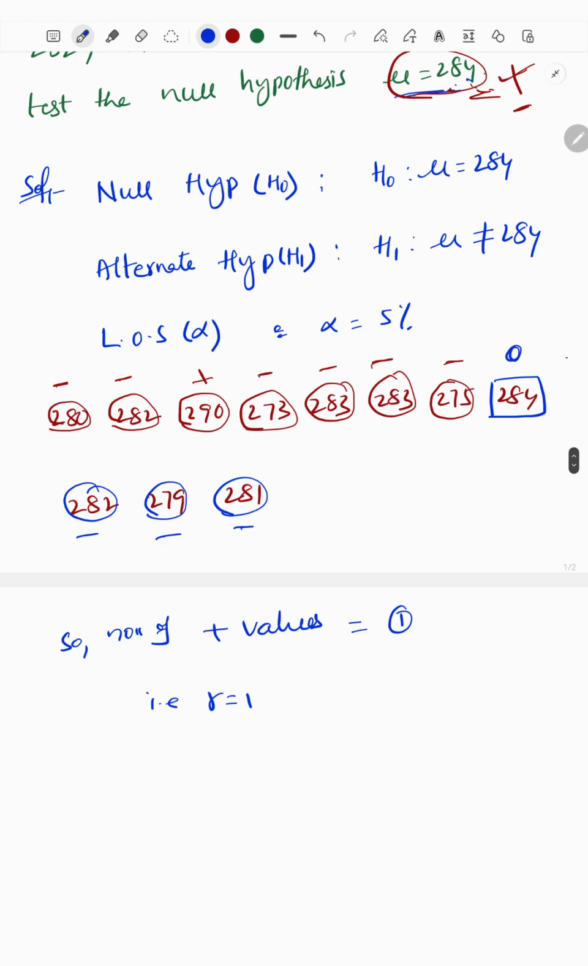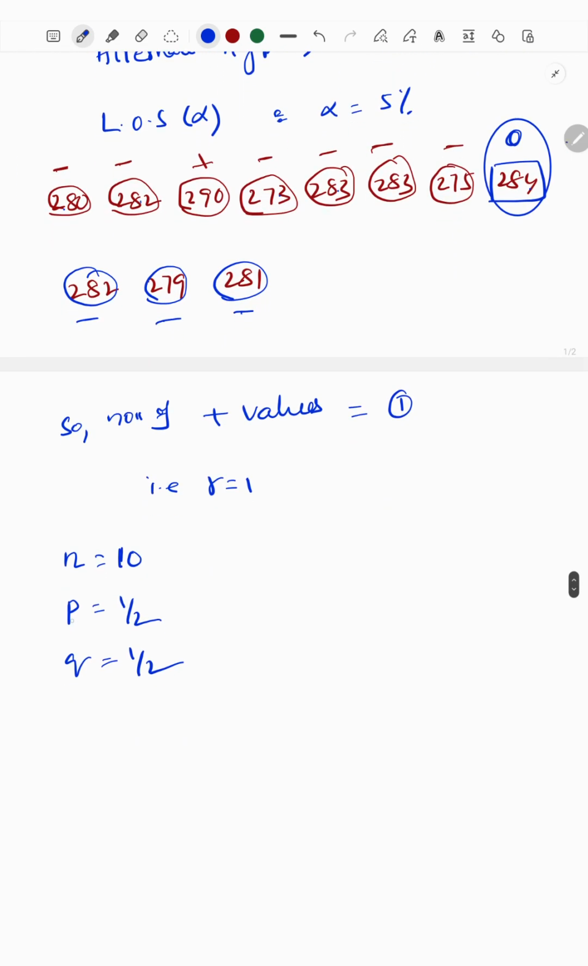Got it? But remember, n is actually 1, 2, 3, 4, 5, 6, 7, 8, 9, 10, 11. Originally the number of observations is 11. But for one observation we have got 0, so that observation can be eliminated from the data. Then the number of observations becomes only 10. So n is equal to 10, r is equal to 1, p is equal to 1 by 2, and q is equal to 1 by 2. We have only two symbols, plus and minus. So p means the probability of getting plus and q means the probability of getting minus. So 1 by 2, 1 by 2.